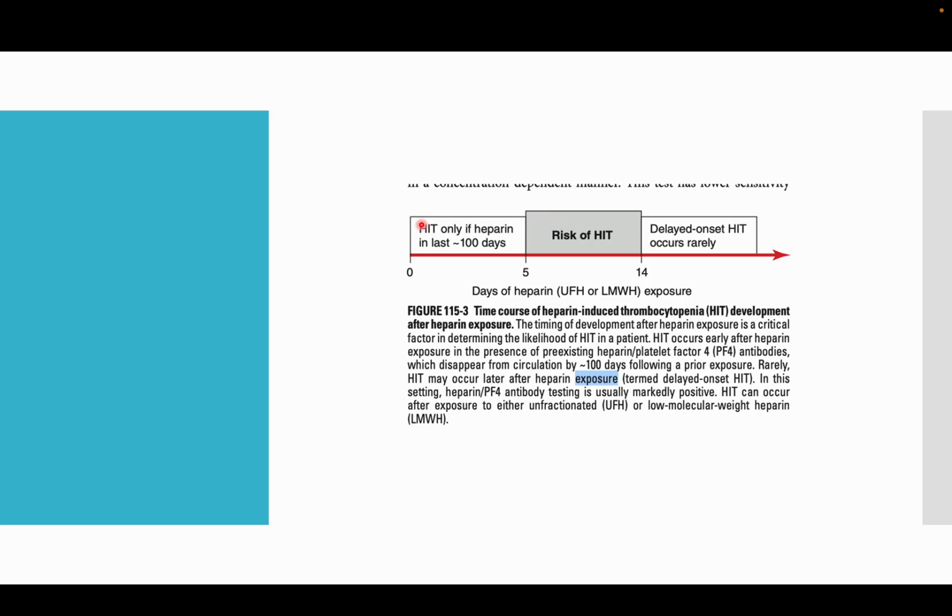So this is a HIT. It can occur only in days 0 to 5 if there has been exposure in the last 50 to 100 days, and generally it occurs between 5 to 14 days. Heparin-induced thrombocytopenia with thrombosis is one more phenomenon that occurs in 50% of cases of heparin-induced thrombocytopenia. That way you should put them on oral anticoagulants.